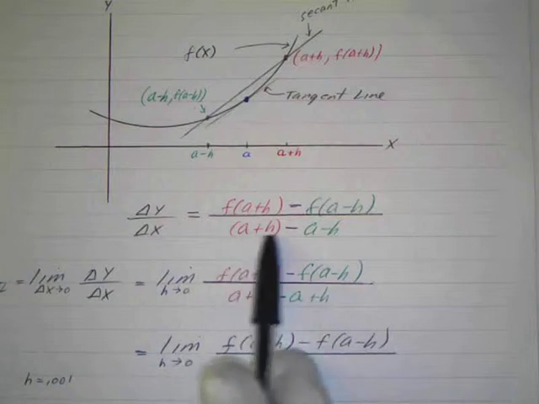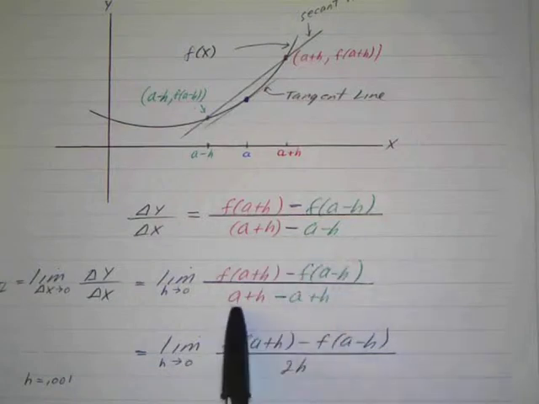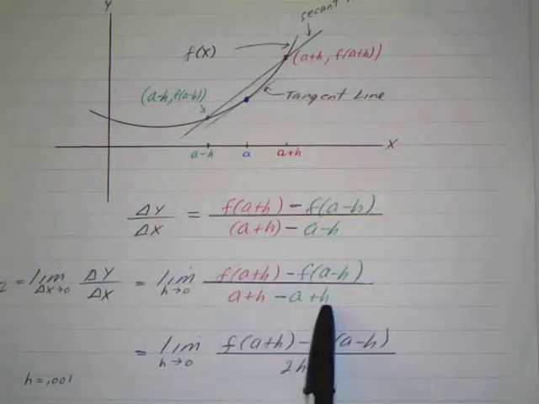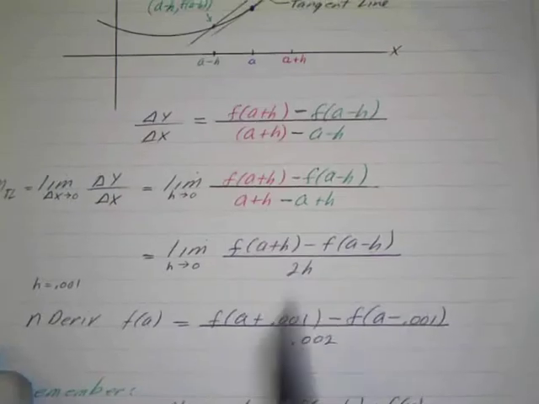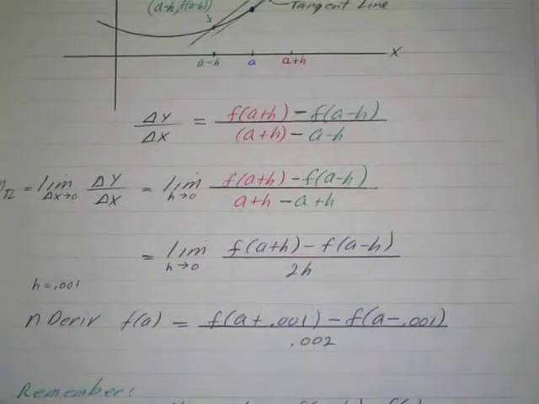So if we have a plus h minus a minus h, if we remove the parentheses, we've got a plus h minus a plus h, because the negative times the negative is positive. So a minus a is 0, so we just have h plus h is 2h, so that's how this reduces. So it doesn't look like a difference on the bottom, but it actually, in its original form, is a difference. So that's what we call the symmetric difference quotient.